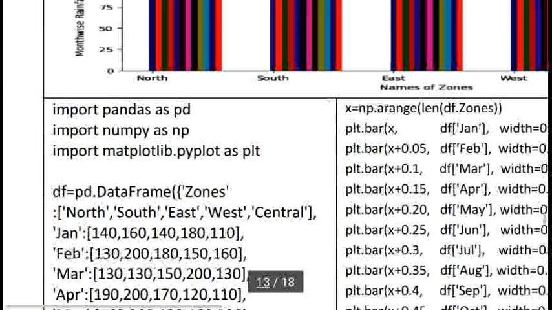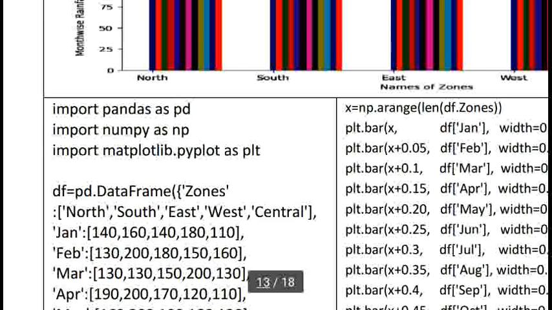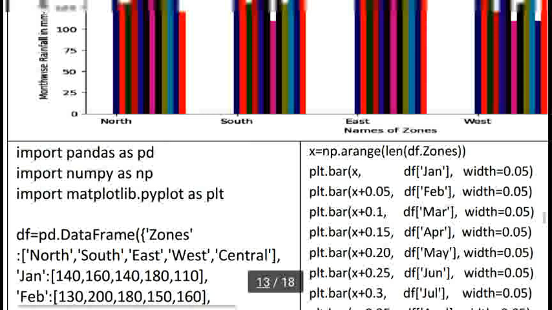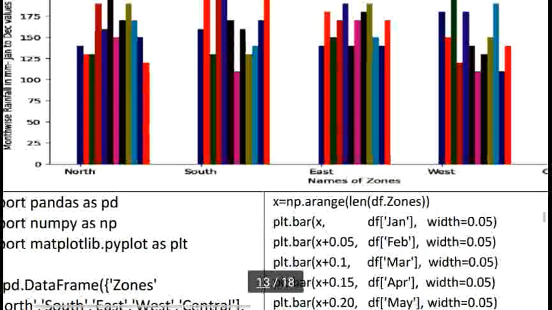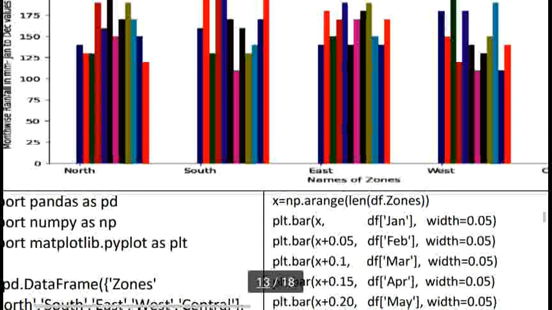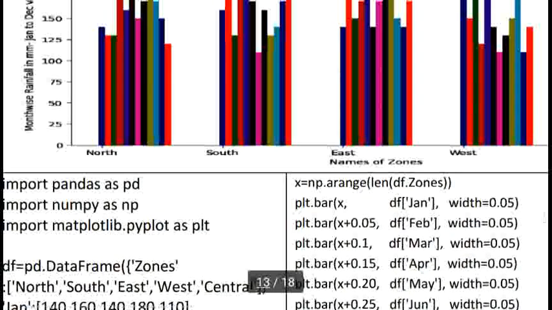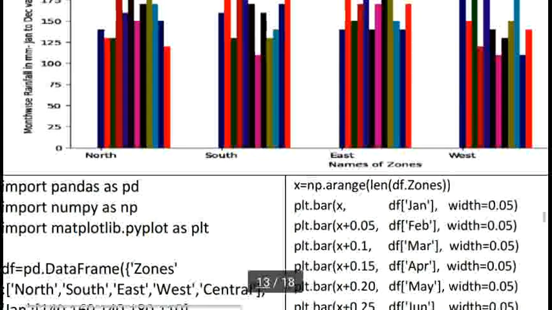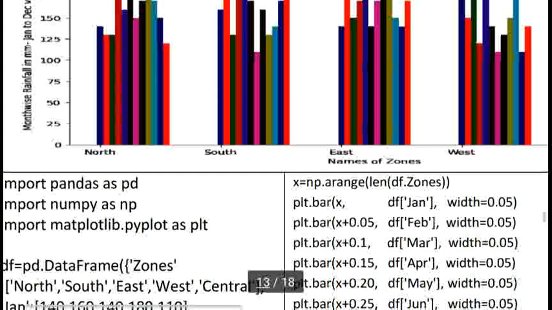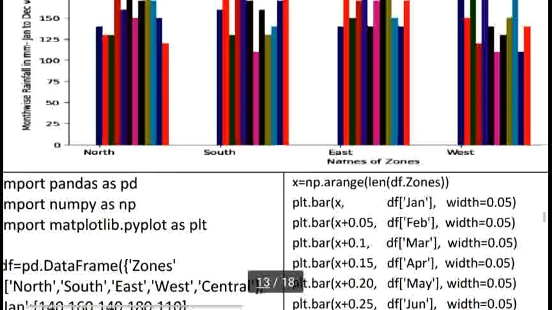0 represents north, 1 represents south, 2 represents east, 3 represents west, 4 represents central. Because in a vertical bar graph, when we have multiple columns, we cannot directly put north, south, east, west on the chart. So first we make a proper index.